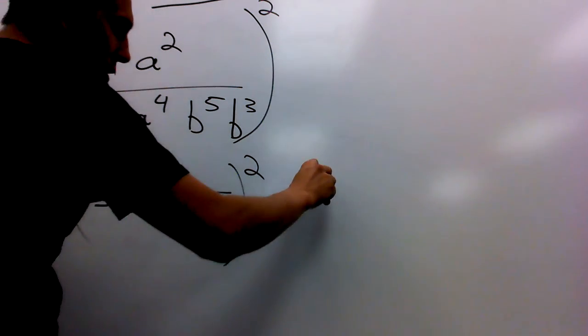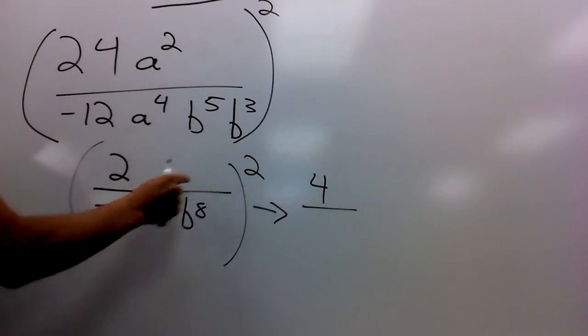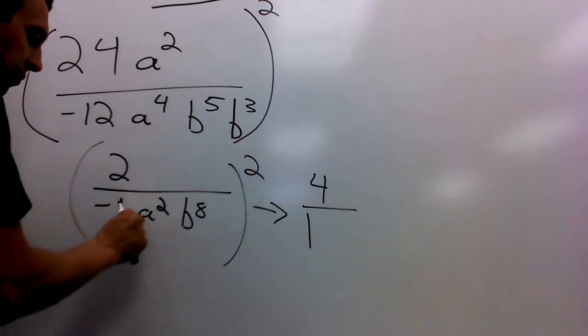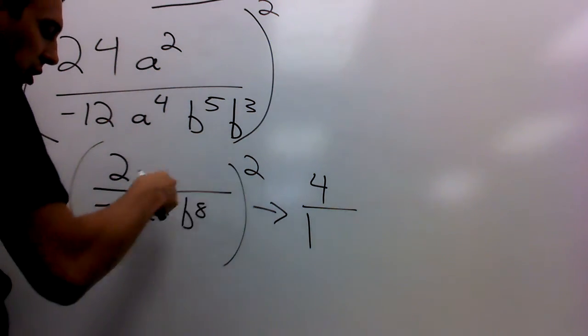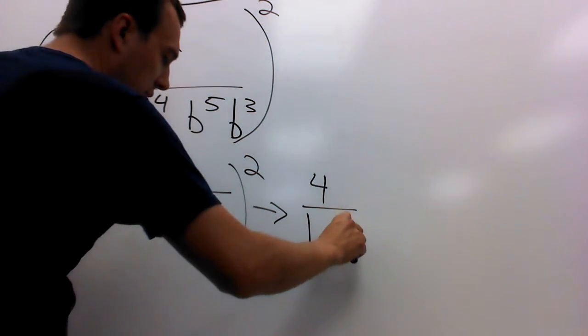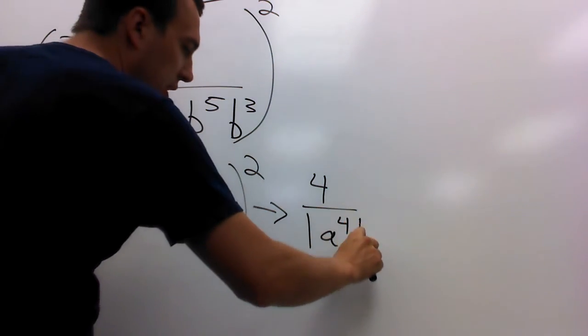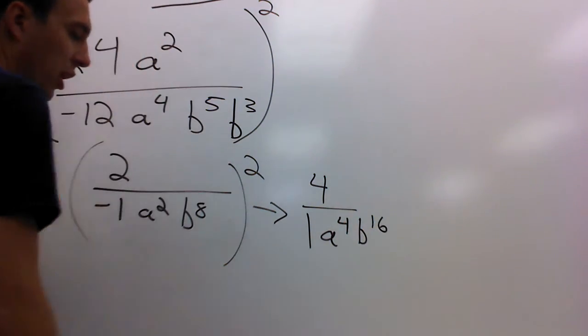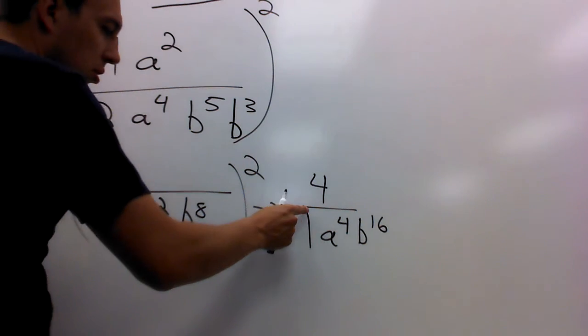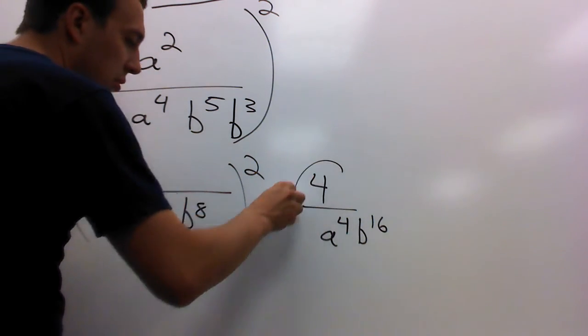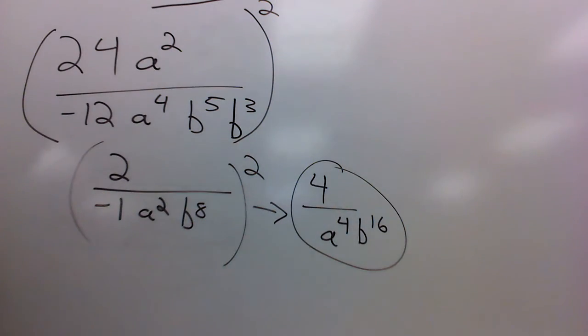2 squared is 4. Negative 1 squared is 1. A squared squared, I multiply those and get a to the 4th. Multiply those, I get b to the 16th. Do I need that one in front? Nope. There we go. There's our answer. And that's a quick review of exponents.